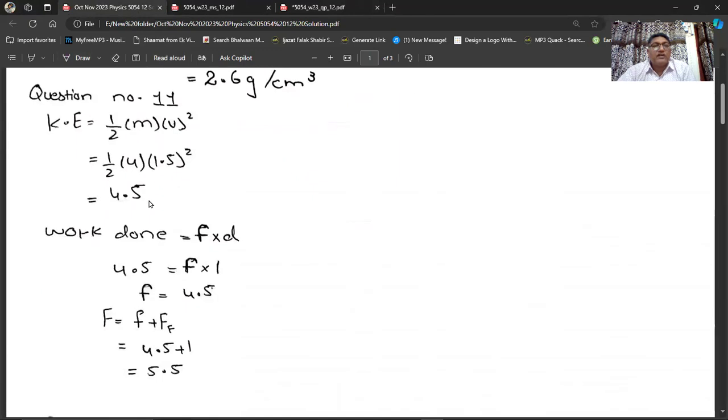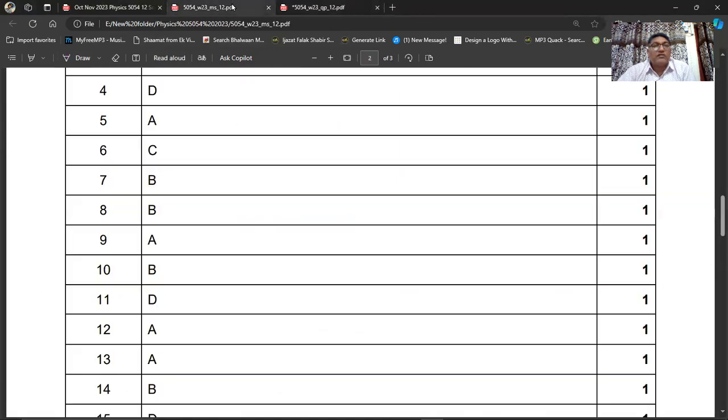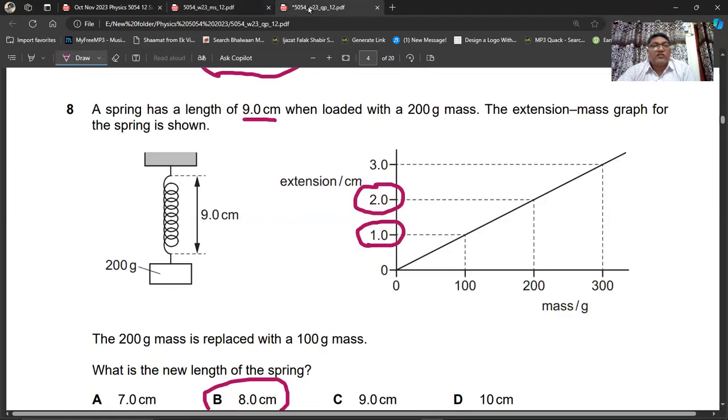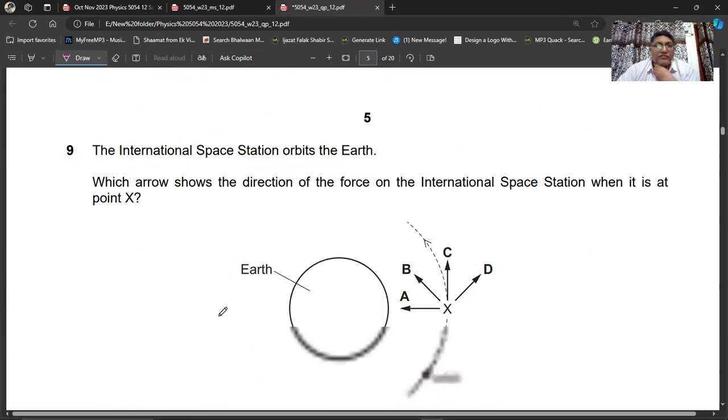Let me show you the working, how this is done. L naught will be equal to L, the stretched length, minus the extension. So from 9, I subtract 2, so I will get 7. And then at 100 gram, the extension is 1 centimeter. So 7 plus 1, that will give you 8. I hope you understand.